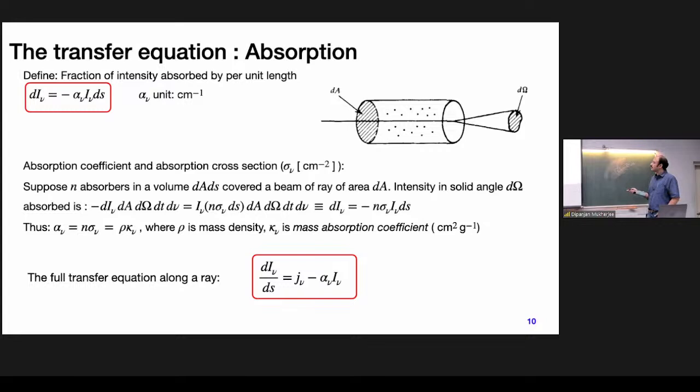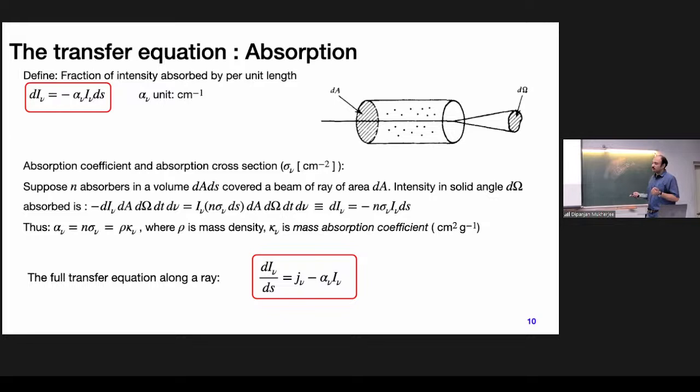Compare this with my basic definition of absorption coefficient. You find absorption coefficient is related to the number density of particles and the absorption cross section. Now, the absorption cross section is a fundamental property of the particle itself. So that comes in the microphysical process of the way it absorbs in the space. This multiplied by the number density of the absorbing particles gives you the absorption coefficient.